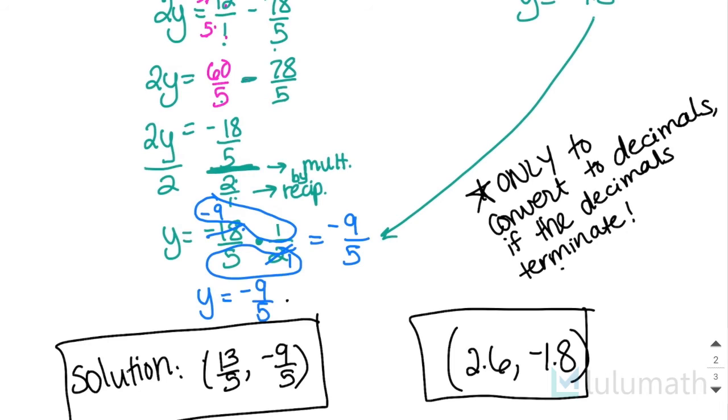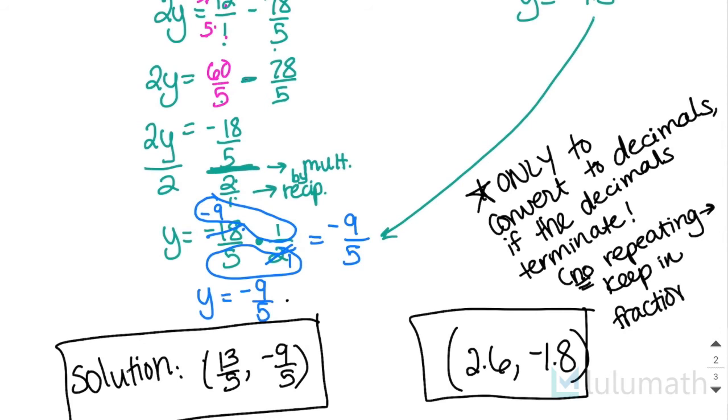So in other words, no repeating decimals. You have to keep them in fractions because otherwise our answers will not be accurate. Okay?